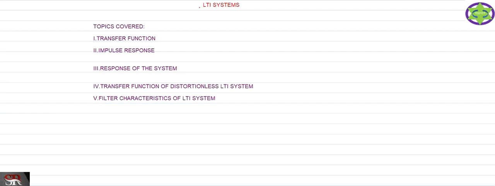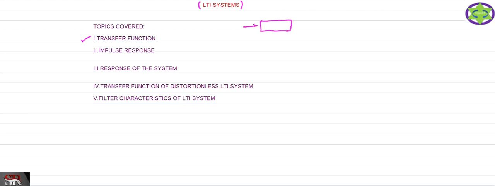In the last class we started the LTI systems. LTI stands for linear and time invariant system. These are the various concepts we are going to cover under LTI systems. We already know how to derive the transfer function of the LTI system, that was completed in the last class. So I will go for a quick review of how to derive the transfer function of an LTI system.